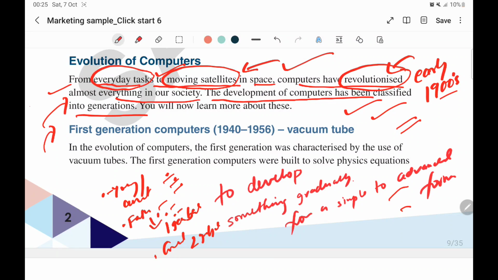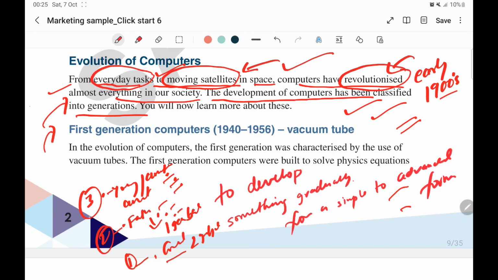Suppose grandparents are there. So these were the first generation. Your father is the second generation, and you are the young generation or the current generation. So you are the third generation.